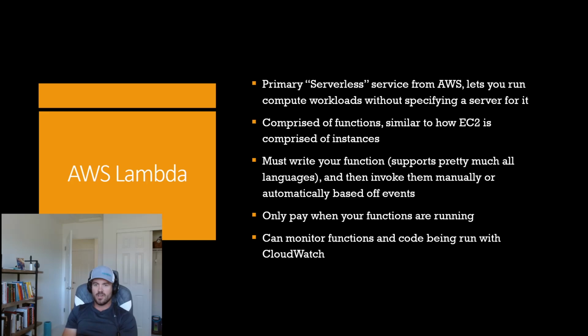Okay. And like I just said, it's comprised of functions, which is similar to how EC2 uses instances. You need to write your function, and if you've got any sort of experience programming, you kind of know what a function is, but it's basically a piece of code that does something. And Lambda supports pretty much all modern programming languages. Okay, and after you write your function, you either invoke it manually or automatically based off of events.